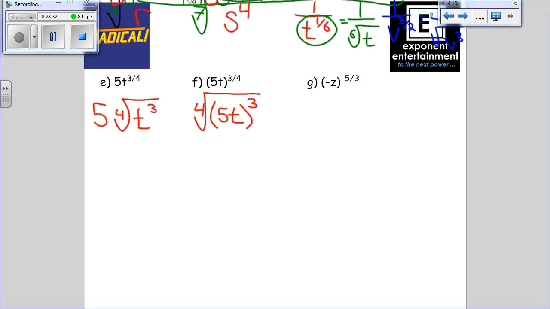This would not be the right answer on a test. Anybody want to guess why? Yeah, give a shot. Because what, sorry? It's not simplified all the way. How could we simplify it further, Jared? Yeah, you can cube both of these things. So remember that 3 now needs to come into the brackets. So we get 4th root, 125, because that's what 5 to the power of 3 is, and then t to the power of 3.